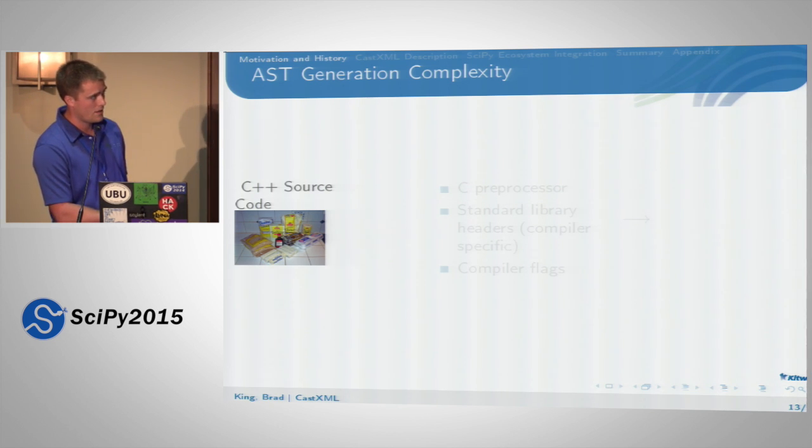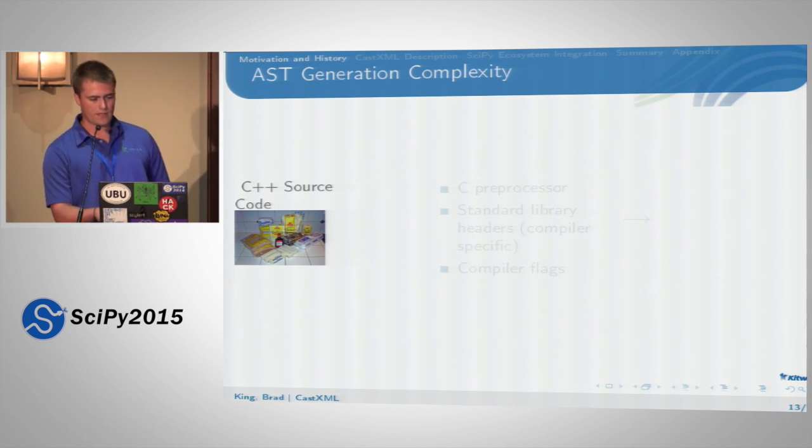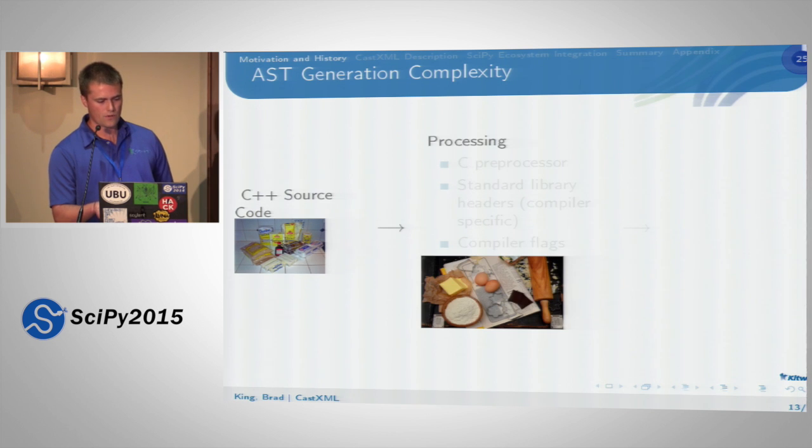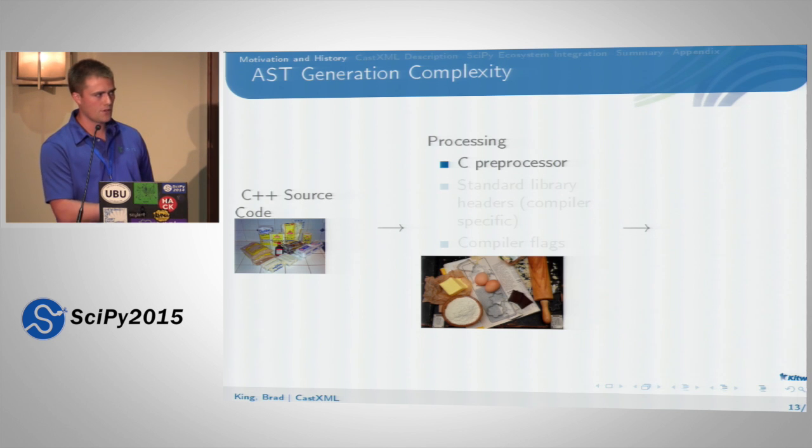And so what is this process of generating the abstract syntax tree? Well, you don't go immediately from ingredients to a baked cookie, right? We have that processing in between. And what happens when C++ code is processed? First, it goes to the C preprocessor, right? And so you have your source code, but that's not what actually goes into the parser.